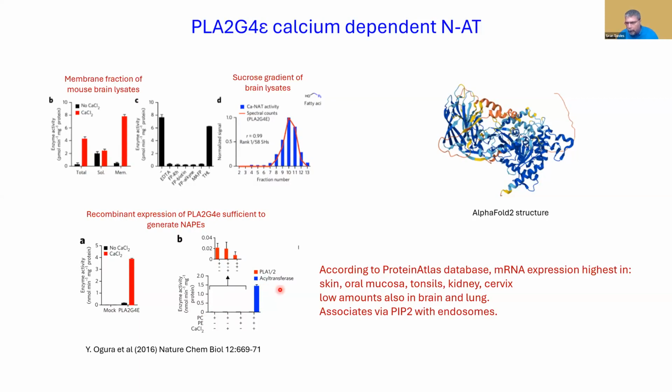So even though they used brain to isolate it, if you look in the Protein Atlas database at the mRNA expression, really the one tissue that lights up in terms of expression is skin, and there are smaller amounts in the oral mucosa, tonsils, kidney, and cervix, and then relatively very, very low amounts in the brain and lung, and yet we know it's important in the brain. So again, we don't really understand much about how expression correlates with that.